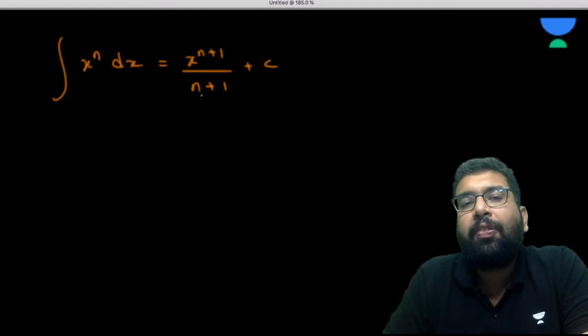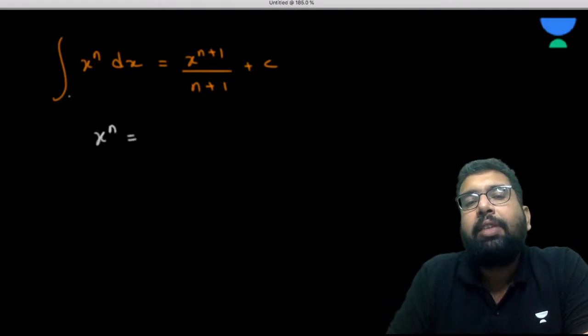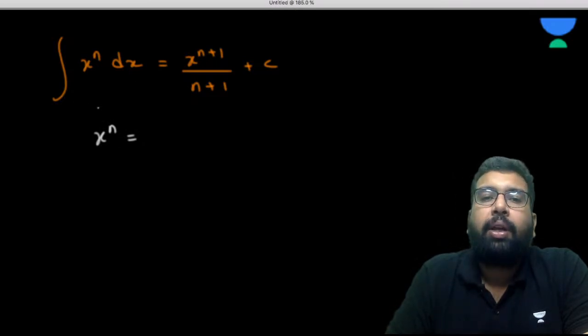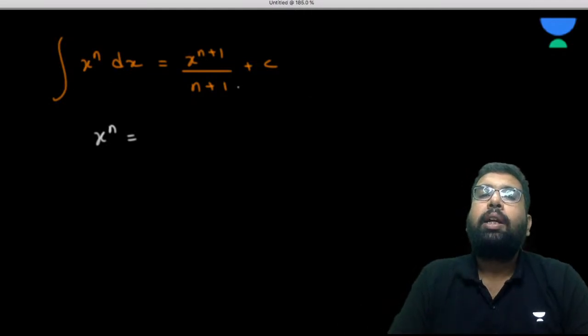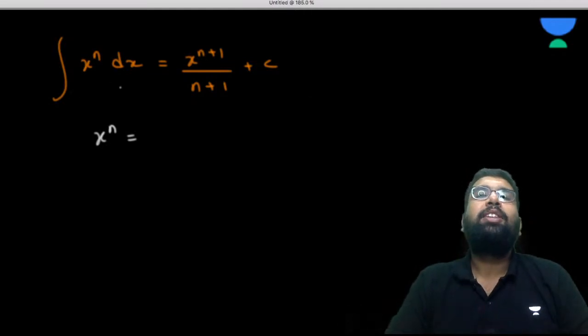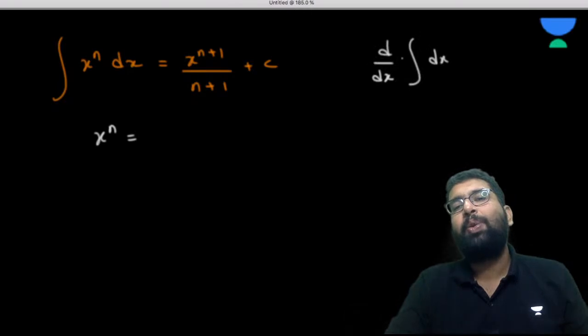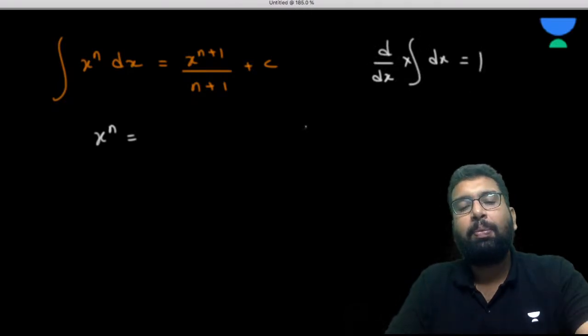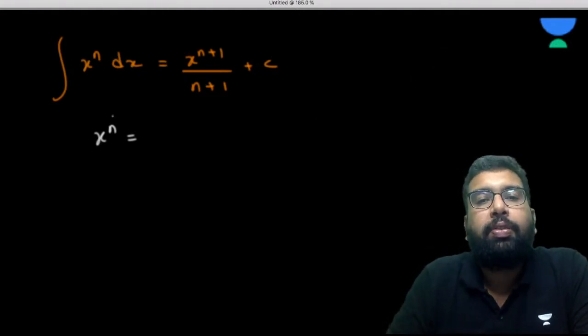So now if I differentiate this whole thing, what is going to happen? It will become x to the power n. How? Sir, integration and differentiation will cancel each other out. Because they are opposite to each other, if you differentiate this whole thing, the integration sign and differentiation cancel themselves. When you write d by dx and integration of dx, if they are multiplied, it will become 1. Are you getting my point? Because they are reverse to each other. Now this will become x to the power n.